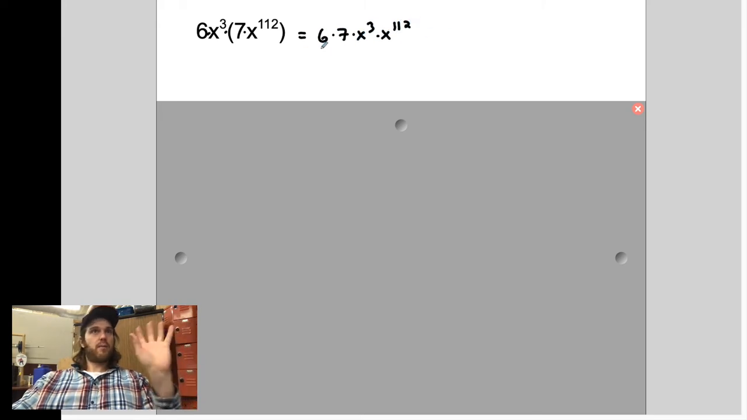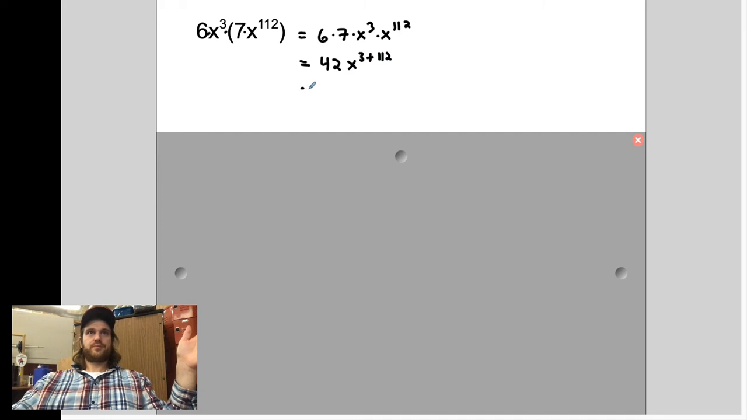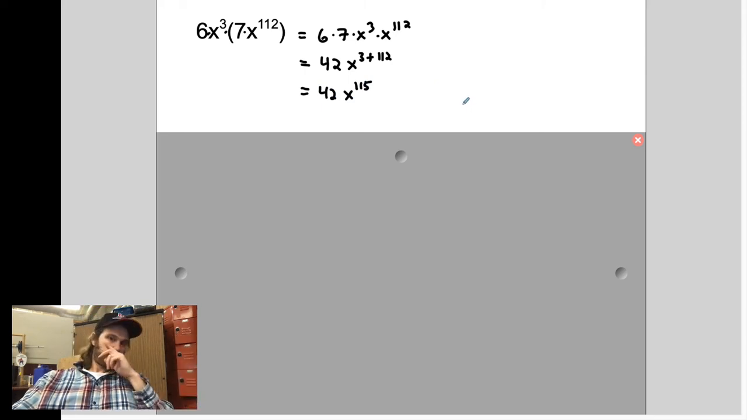So what I did is I wrote the numbers on the left being multiplied. We have a product. There's 4 bases that we're multiplying here. 6 times 7 times x to the 3rd times x to the 112th. 6 times 7 is 42. Let's multiply those numbers. Now let's apply our rule, which is 3 plus 112 in the exponent. That's 42 times x to the 115th power. Fantastic. We can add those together. Definitely don't want to count all the x's.